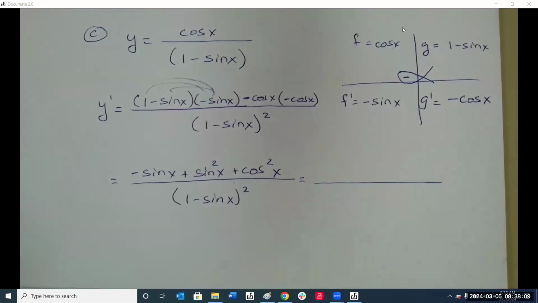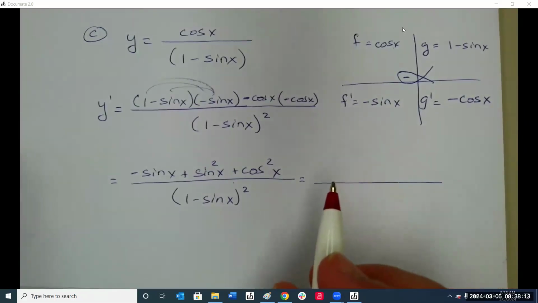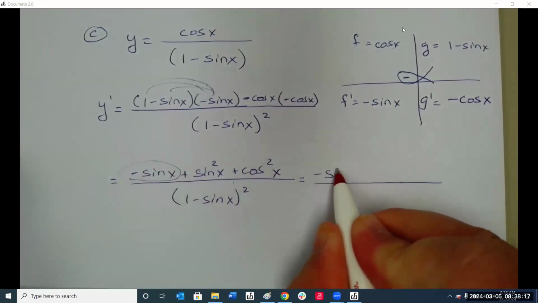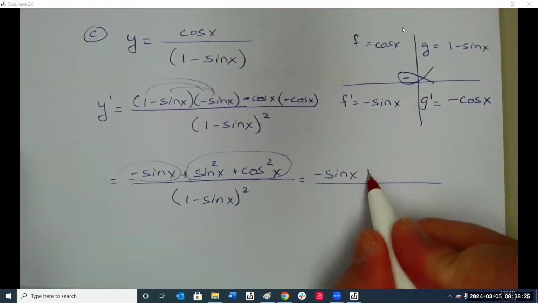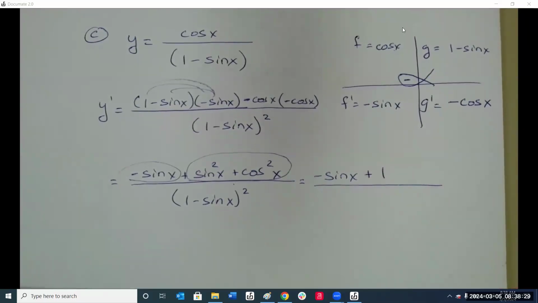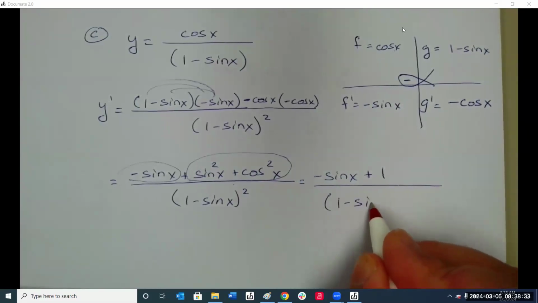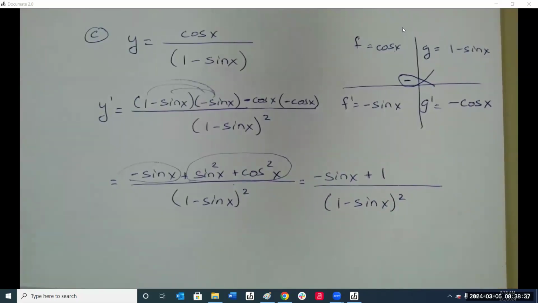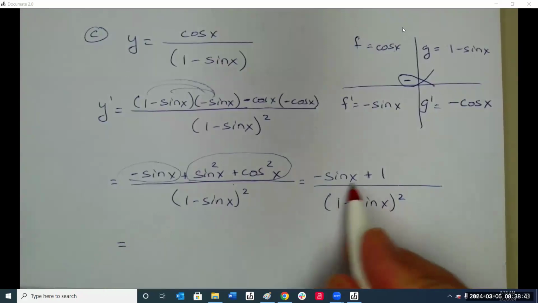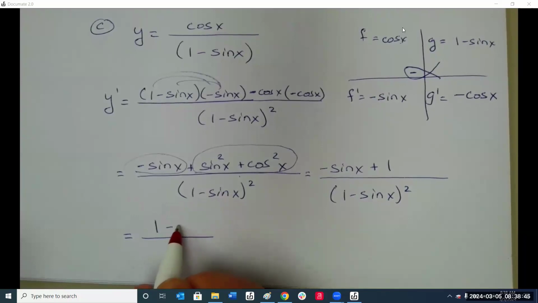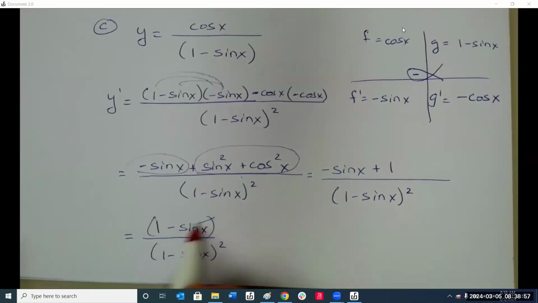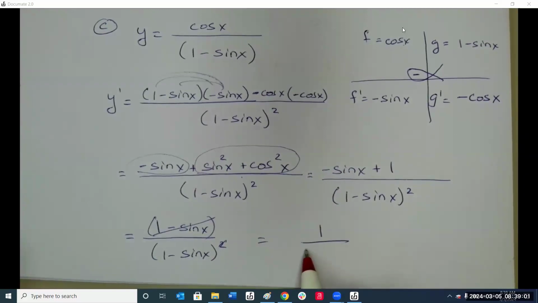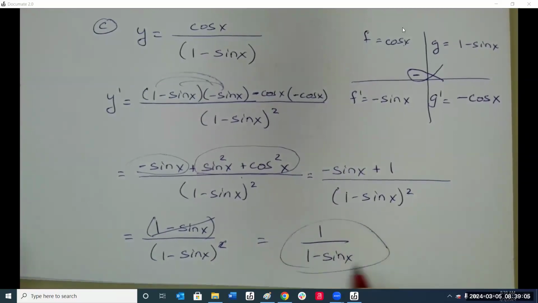Now, if we remember our trig identities, we have negative sine out here. What is sine squared x plus cosine squared x? Plus 1. It's an identity. Over 1 minus sine x squared. By the commutative property, I could rewrite the top part. I can move the 1 minus sine x over 1 minus sine x squared. Can anything cancel? 1 minus sine x. So we end up with 1 over 1 minus sine x. This is our derivative.